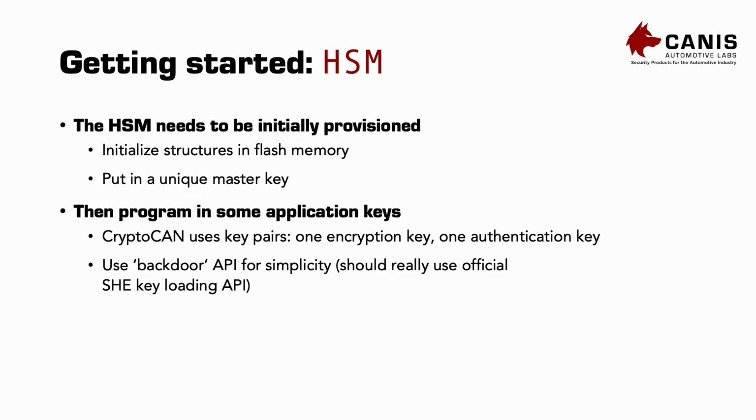Once we've initialized the HSM, we can provision it with some application keys. CryptoCAN uses a pair, one to encrypt and decrypt the message, and one to generate and verify the message authentication code. The SHE specification defines ways to securely program keys into the HSM, but this is quite complicated and requires a key database and programming tool to generate the key setting data. So to keep things simple while we're learning and experimenting with CryptoCAN, a backdoor API has been added to let keys be programmed straight in. But remember that this should not be used beyond early learning stages and will anyway be removed from the API in the future.